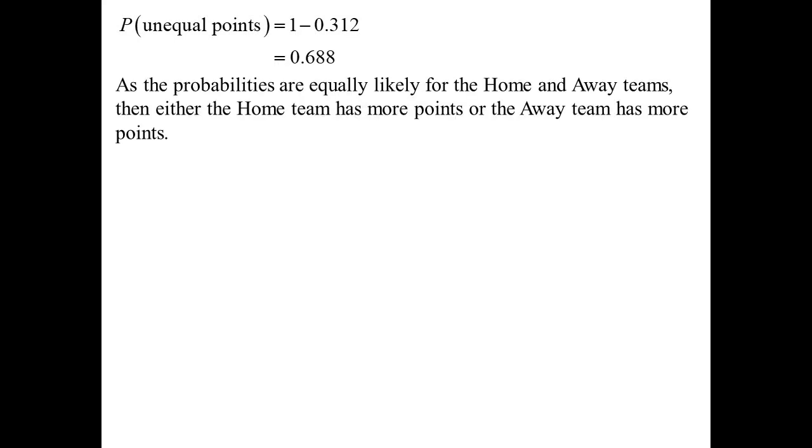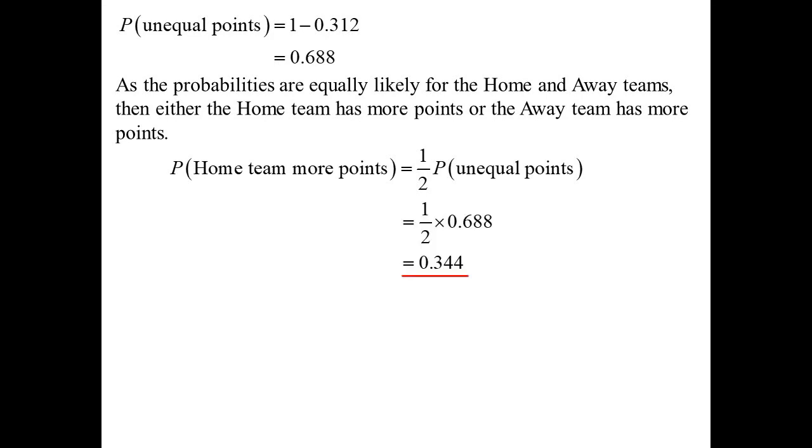Therefore, logically, unequal points must be 0.688, because either you're going to have the same or you're not going to have the same. But remember, the win and the loss were equally likely. So therefore, half of that 0.688 must be where the home team scores more points than the away team, and half of those must be when the away team scores more than the home team. So the probability for the home team would be half of those unequal points, and we get 0.344 as the probability.